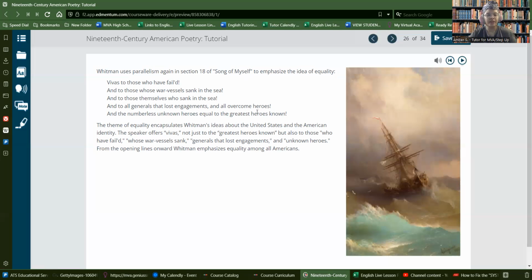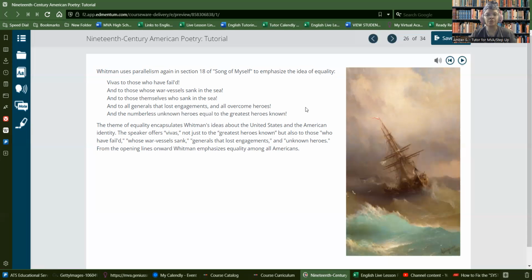And the reason why he's emphasizing this is that he's saying that regular citizenry and Americans should be recognized and heralded as putting effort forth just by being here and furthering the idea of democracy, as anyone who is doing things during wartime. And then he also talks about numberless unknown heroes equal to the greatest heroes known, right? So he's saying that just because we don't know what you did doesn't mean that you didn't do anything.